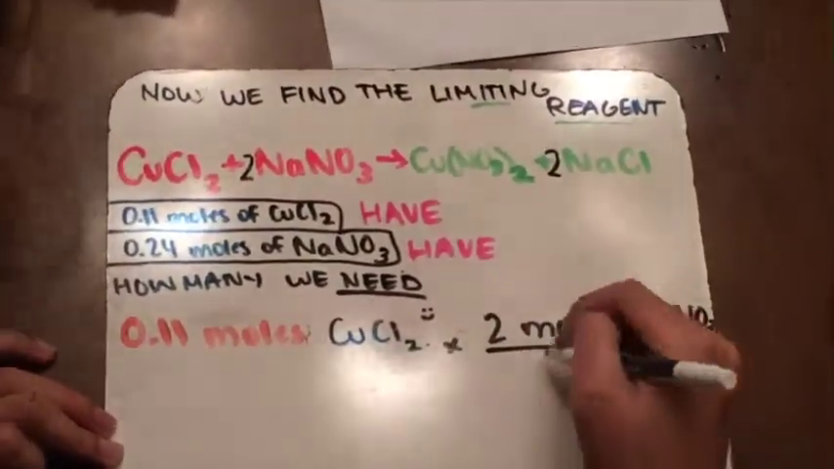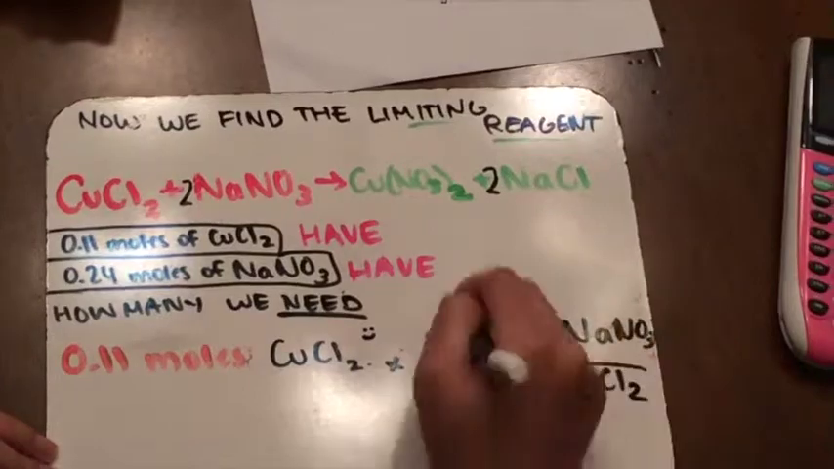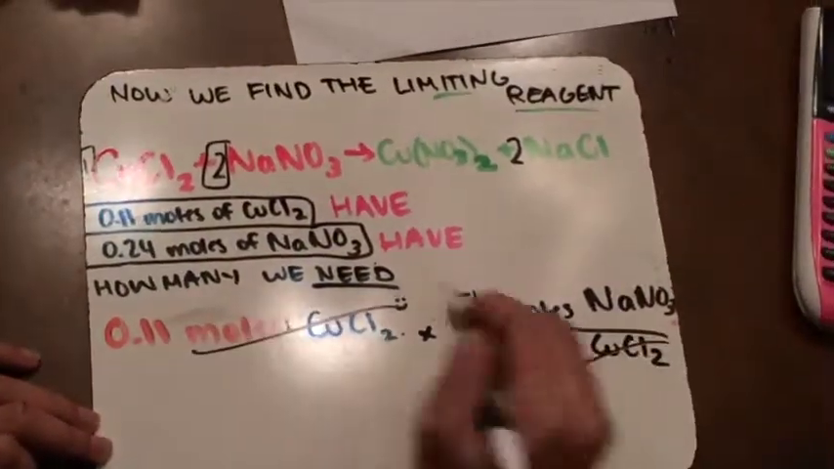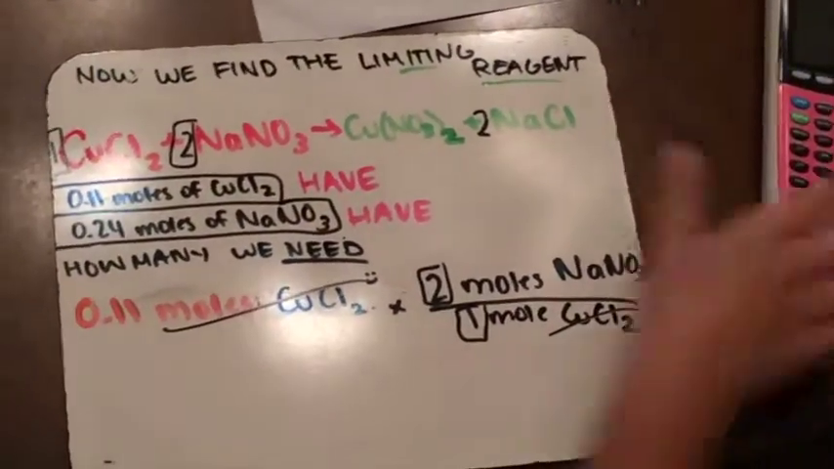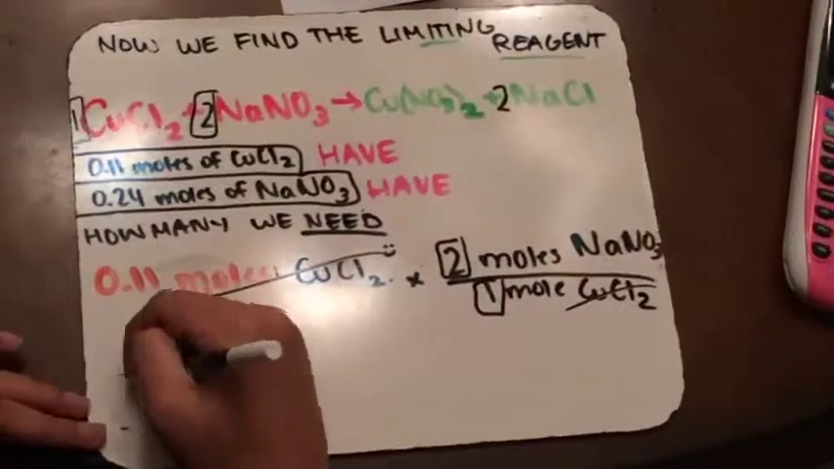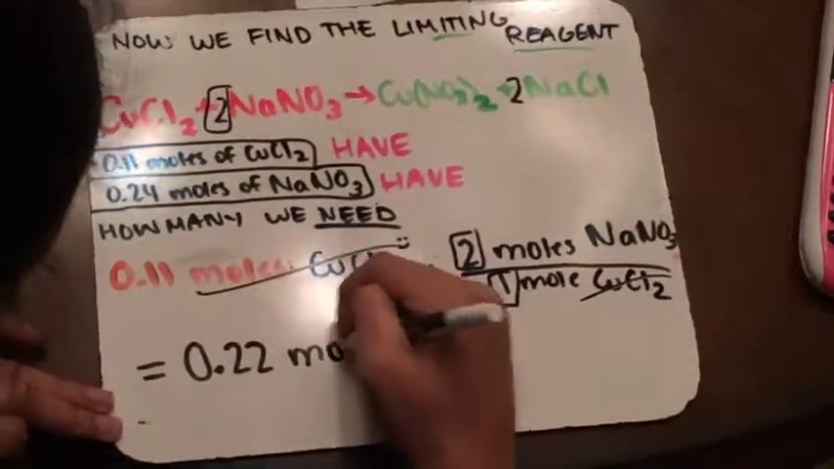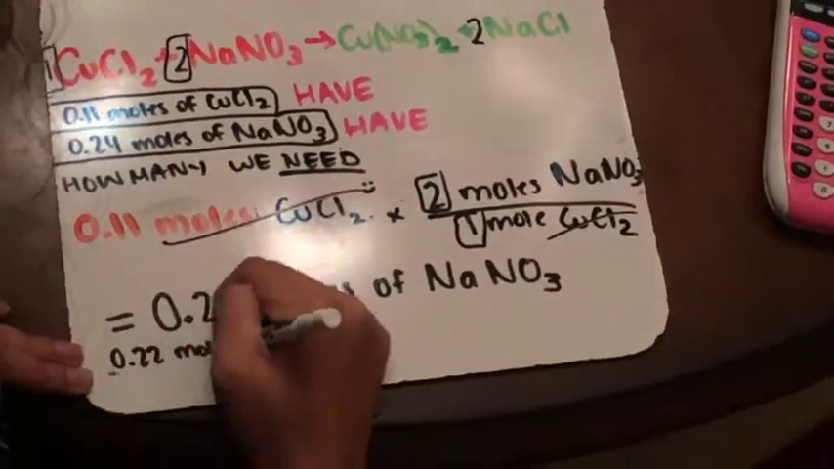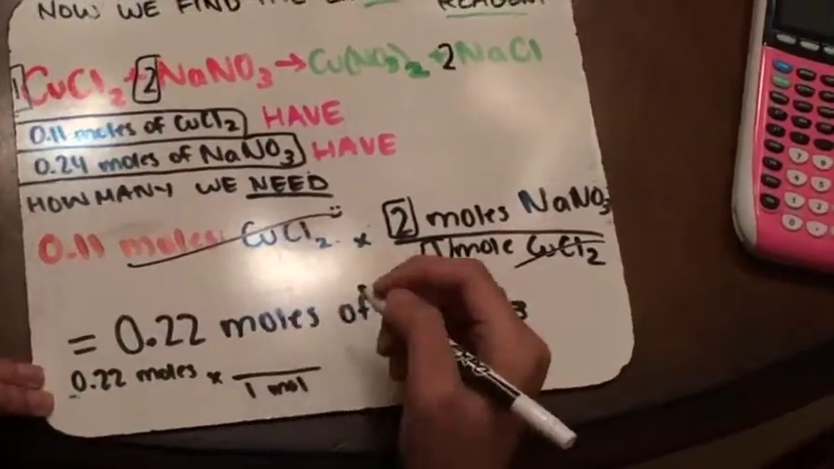And I'm using the ratio from the original equation, so you can see that there's 2 on the left side of the arrow sign. There's 2 sodium nitrates for every 1 copper chloride, and I'm putting the copper chloride on the bottom so it can cancel out. So you always use a ratio of the coefficients from the equation, and I got 0.22 moles of sodium nitrate. So it's basically multiplying by 2 dividing by 1, 0.1.